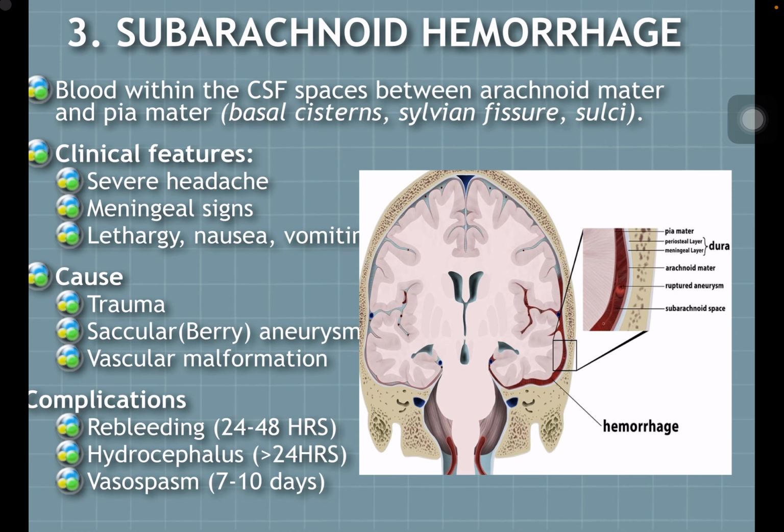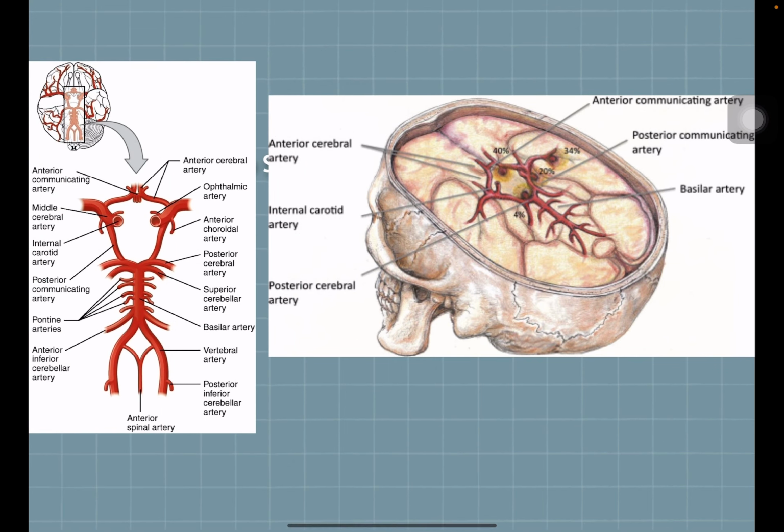For example, subarachnoid hemorrhage after a head trauma, or it might be caused by a saccular or berry aneurysm or due to vascular malformation. Complications from subarachnoid hemorrhage: the patient might have rebleeding within 24 to 48 hours, might develop hydrocephalus after 24 hours, and might have vasospasm after 7 to 10 days. So this is an example of the circle of Willis.